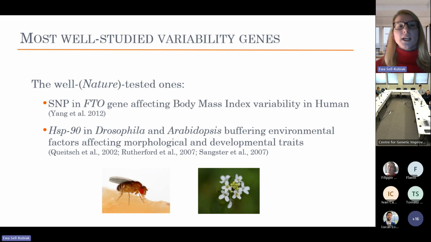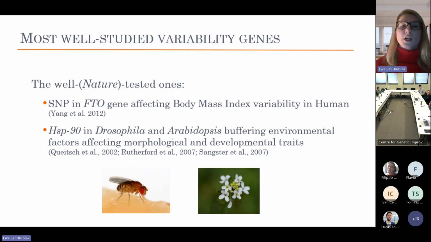The most well-studied genes that were very highly published in Nature and are linked with variability are one SNP that is located in the FTO gene linked with the body mass index in humans, and also a gene called HSP90 that in Drosophila and Arabidopsis was shown to buffer environmental factors that can affect the morphological appearance of the fly and the flower, and the most important developmental traits.